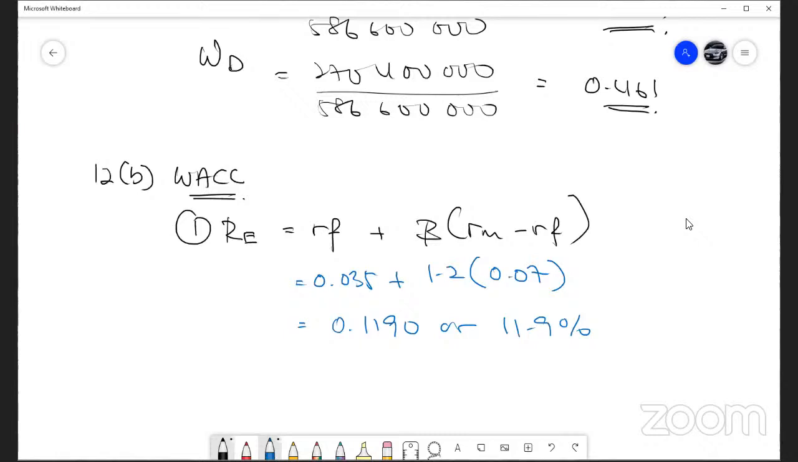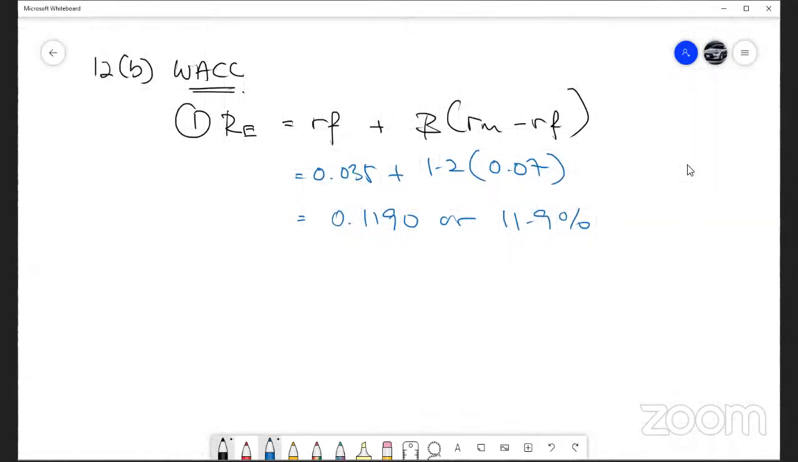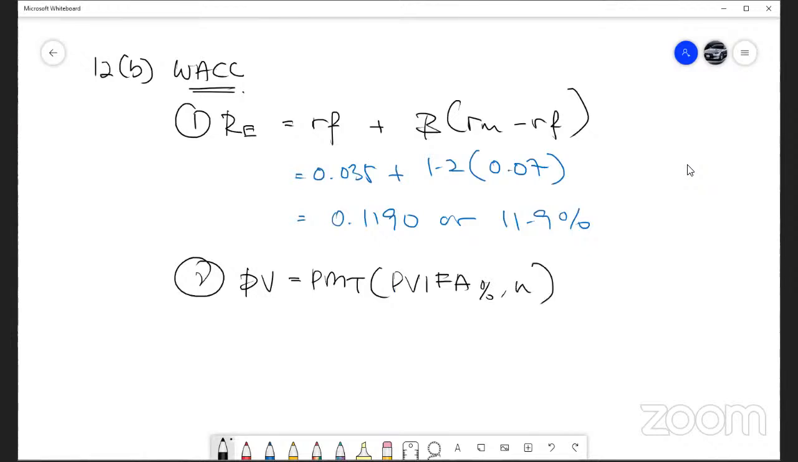Second part, already got cost of equity, you count cost of debt. Okay, to count cost of debt, basically use the bond formula. PV equals PMT multiplied by PVIFA, percentage, this is the one that we're going to find, and N, plus FV times PVIF, percentage and N.